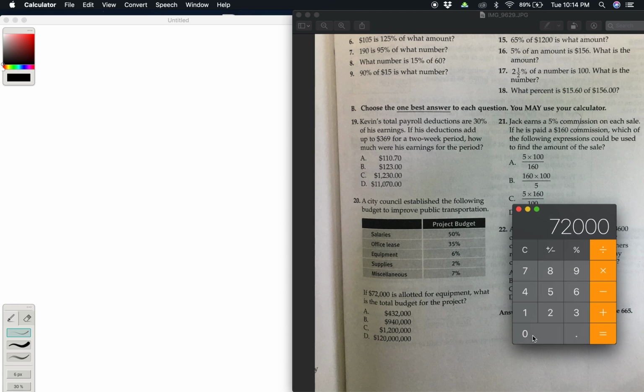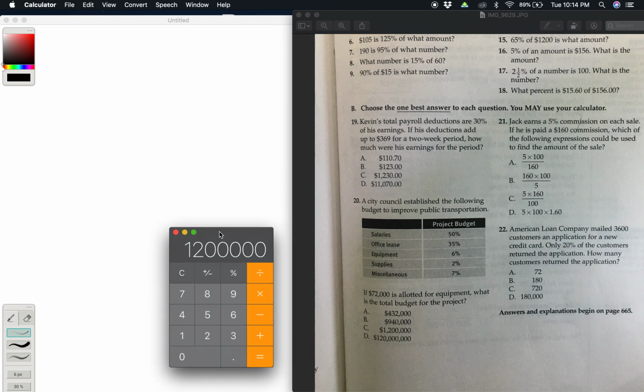72,000 divided by 0.06 equals 1,200,000. C is your answer right there. 72,000 is 6% of 1,200,000.